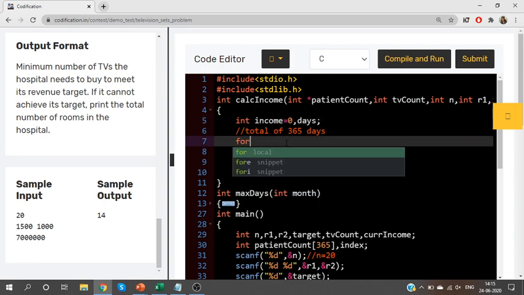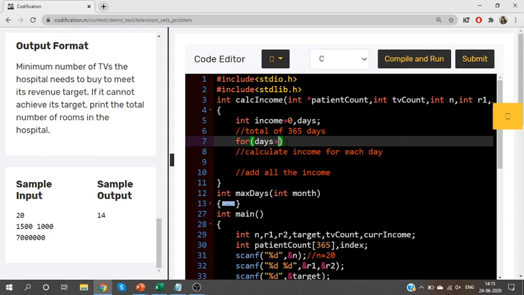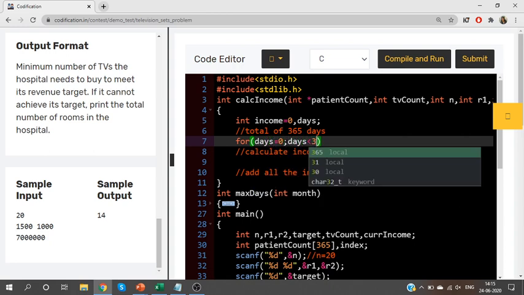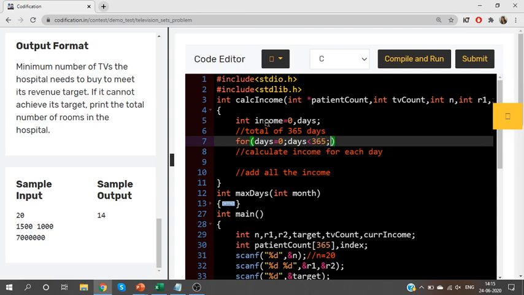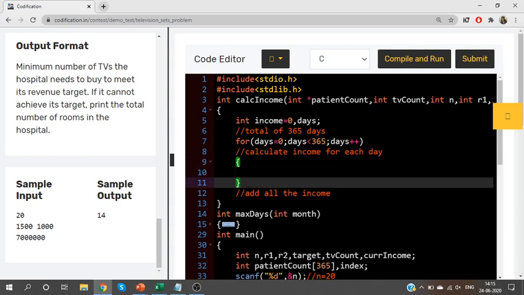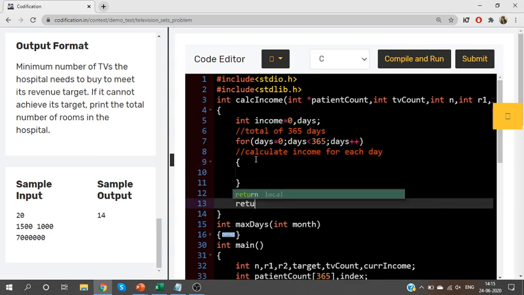Okay. So starting from 0th index till less than 365, because in our array we are storing it as 0 to 364. So till less than 365 days, plus. For each day calculate some income and parallelly add all the income. Finally return the income value.